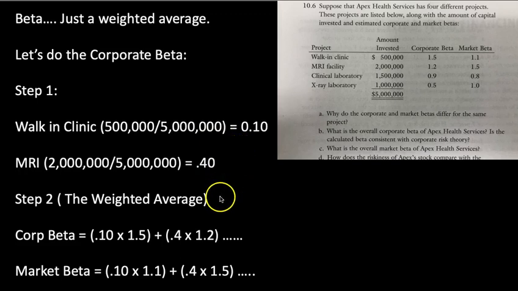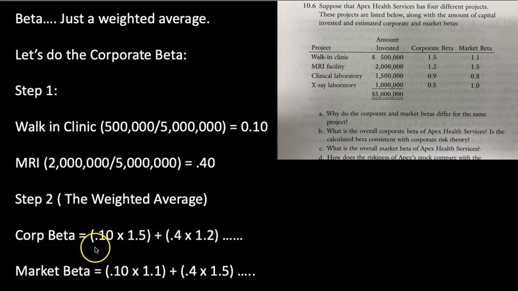Okay. Then step 2 is the actual weighted average part. Now step 1 was figuring out how much of the weight that was in the company. Now we want to do the weighted average to each one of these betas it talked about, the corporate beta and the market beta. Beautiful thing about this problem is we have the corporate betas already established for each one of these projects. And we already have the market betas already listed here. Okay? So it's really simple from this point.